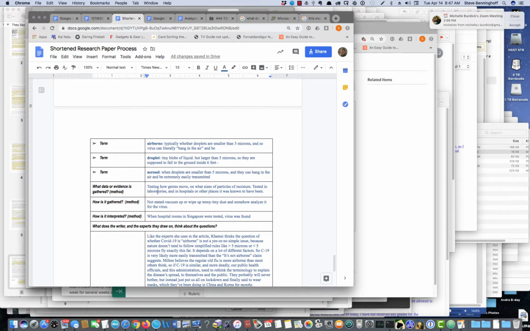Then what evidence is being gathered? Well, the people who are testing this are testing how the germs move. So they're somewhat sampling air, and then they're sampling surfaces for germs, like vents and different things in hospitals or other places. How it's gathered? Well, they don't really say this, but they must somehow have a way to vacuum up these teeny tiny dust particles and analyze them for the virus. And then how it's interpreted.